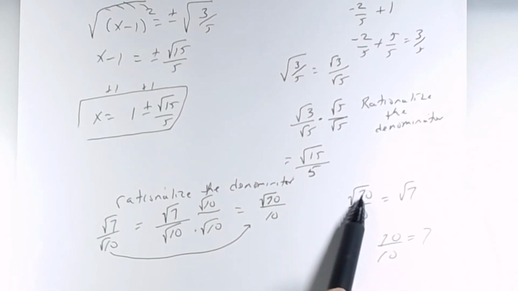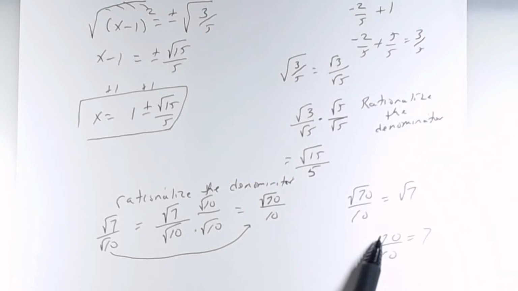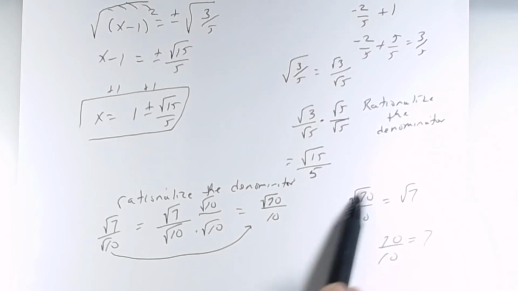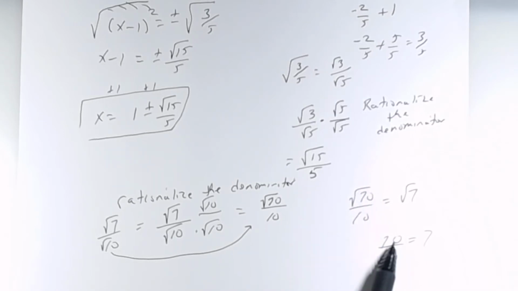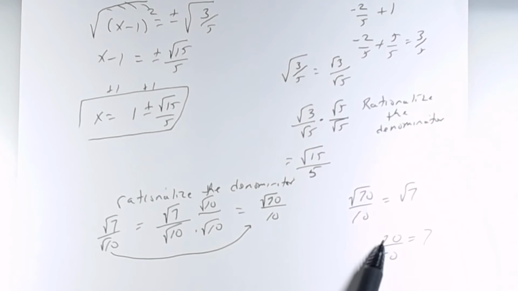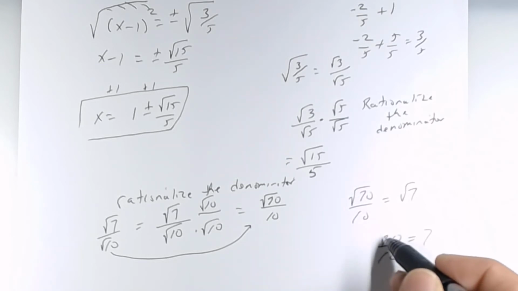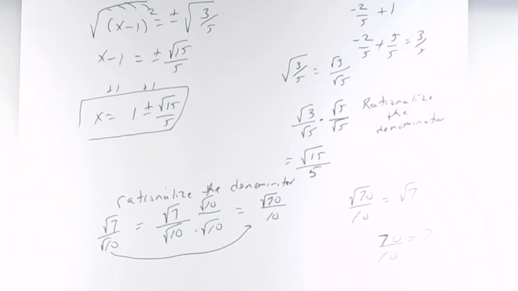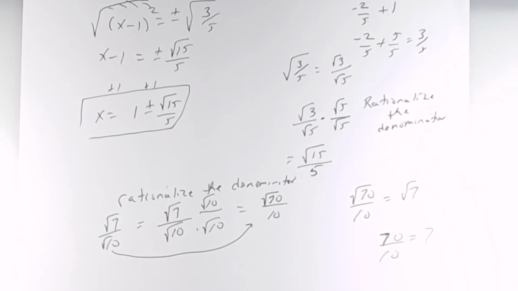This square root of 70 does not mean 70. Those are two different numbers. I mean, the square root of 100 is 10. So obviously this is less than 10, right? This is the square root of 70 right here. It looked like a 10. That's 70. Okay, so that's rationalize the denominator.